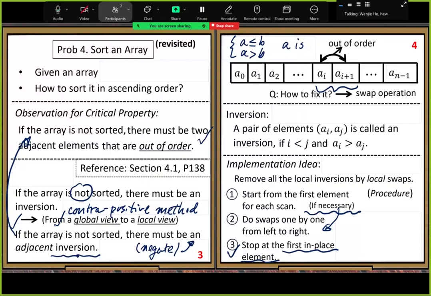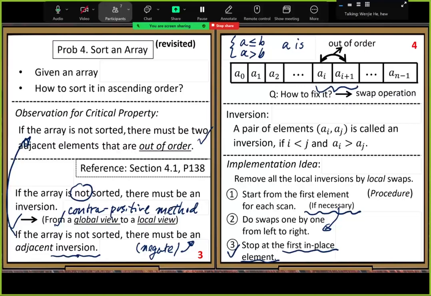So the largest element, if it's already in place, in the second round you don't touch it. It's in place. Why would you touch an element in place? Unnecessary. That's the reason we stop right before the in-place element. The first time we put one element in place.